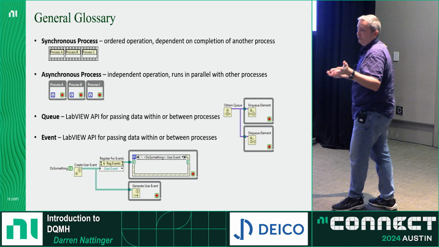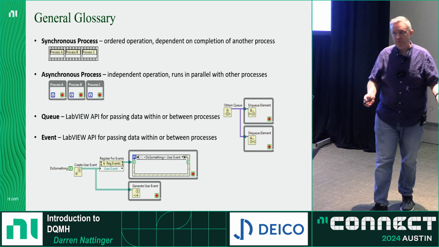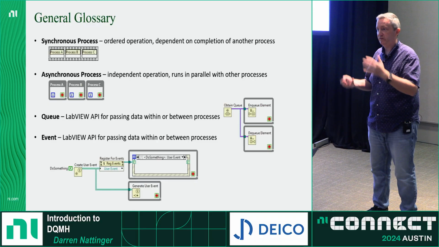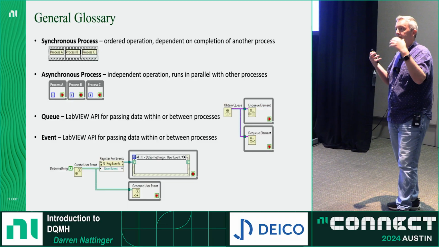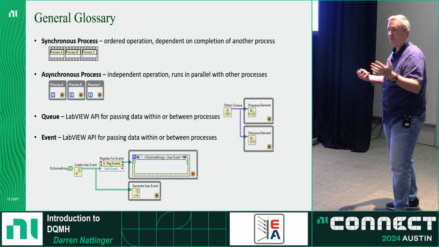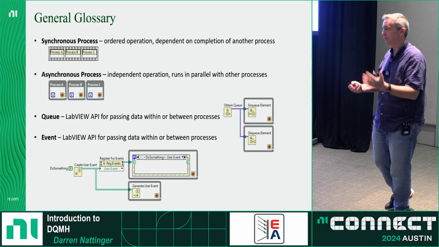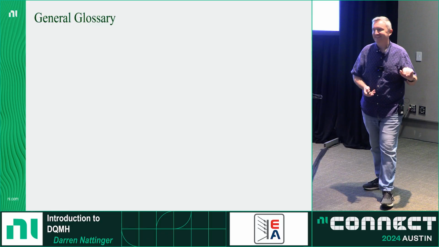And guess what? Events are exactly the same thing in terms of what I'm going to talk about today. Events are another LabVIEW API that allow you to pass data within a process or between processes. In the case of what you see in the slide, now the bottom loop is going to be firing events that the top loop is then going to consume. And those two loops, since they don't have data flow dependencies, can run independently. So that's a way for us to pass data between them. One more slide of glossary.